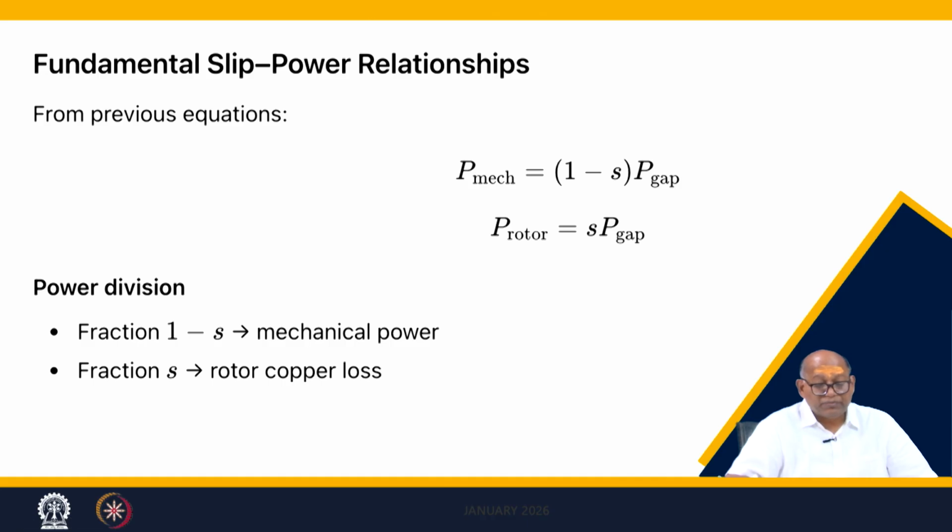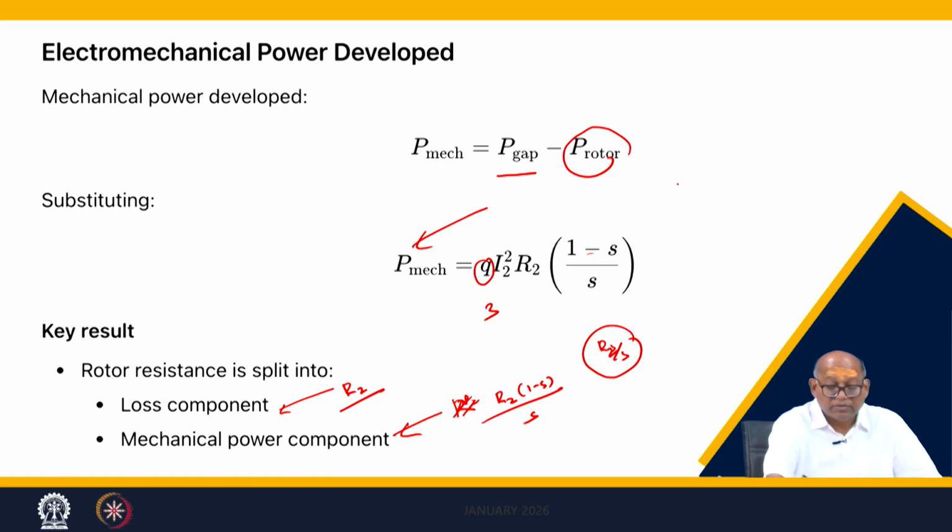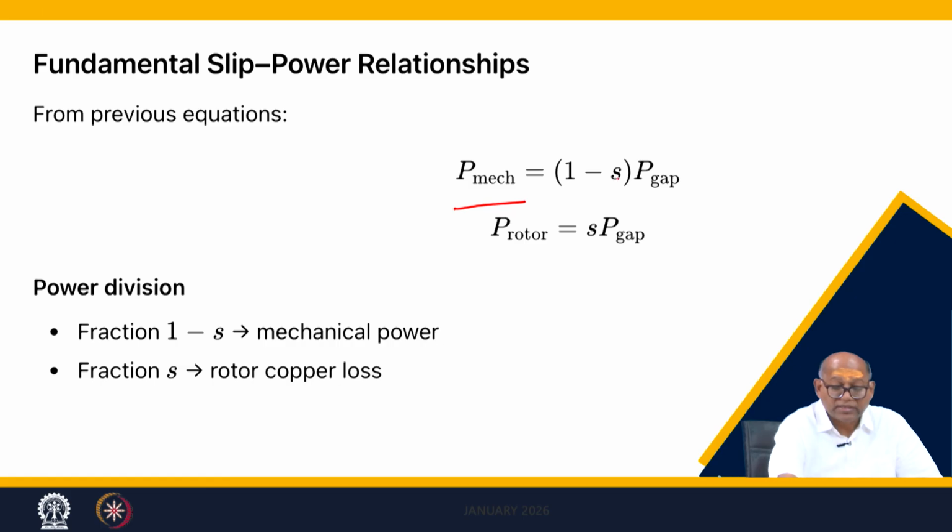So, the slip power relationship: mechanical power is equal to (1 minus S) into gap power. You can see here our gap power is 3 I squared R2 by S, and if you multiply by (1 minus S), when the slip is small, the mechanical power becomes almost equal to the gap power. When the slip is 1, the gap power passing to the mechanical power is 0, and the rotor loss is S into gap power. So, 1 minus S is the fraction of mechanical power, and S is the fraction going to rotor copper loss.